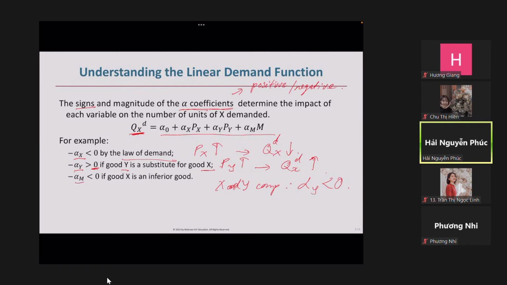Now alpha M, we expect that alpha M to be negative if X is an inferior good, and of course we expect that alpha M is positive if X is a normal good, right?